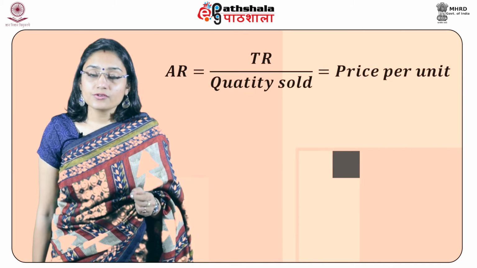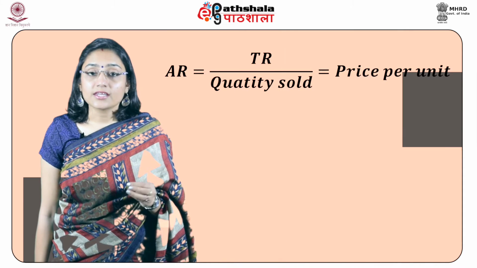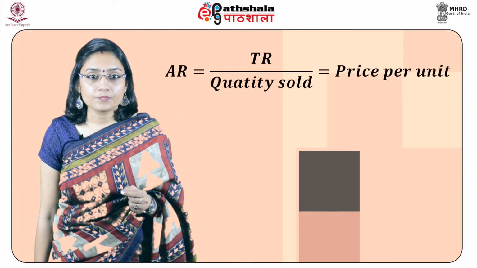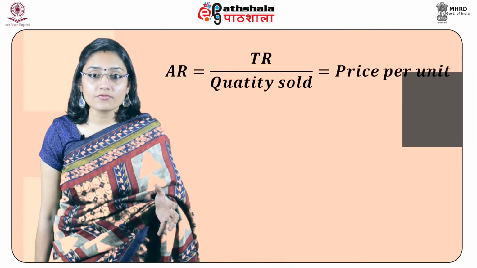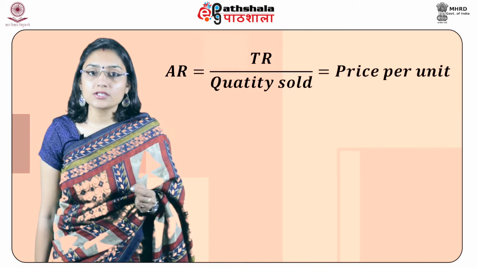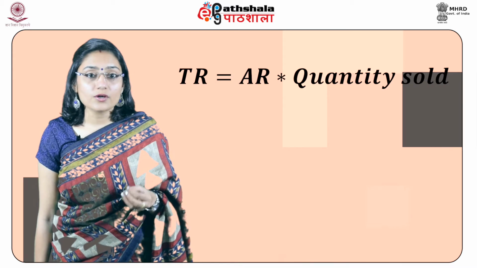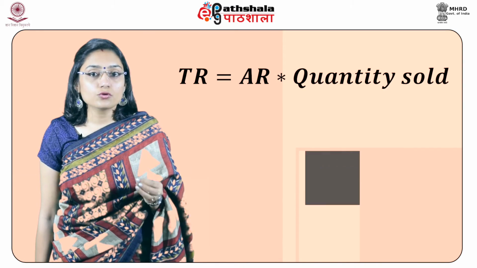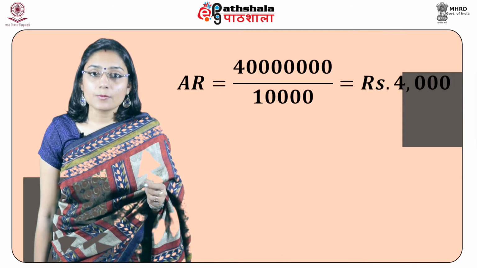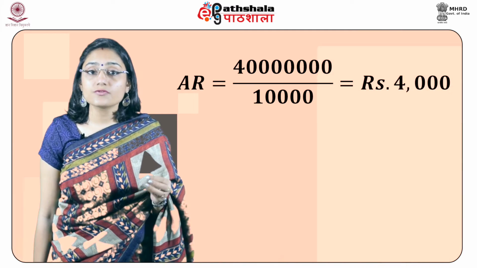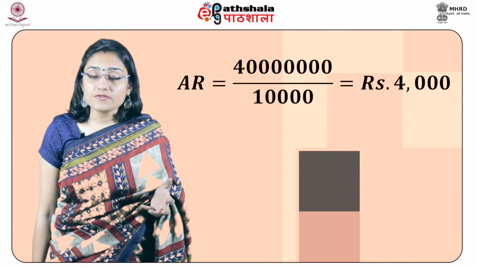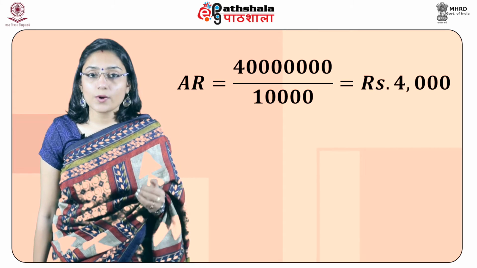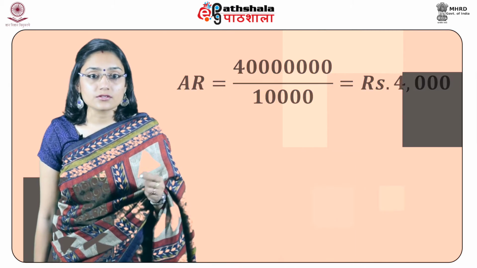Average revenue. Average revenue is defined as the price per unit of a commodity. That is, AR equals TR divided by the quantity sold, which equals price per unit. Average revenue can be calculated by dividing the total revenue by the total number of quantities sold in a particular time period. As average revenue is also called price per unit, the total revenue formula can also be written as TR equals AR into quantity sold. For example, ABC Limited Company makes cell phones and its total revenue of the year 2014 was Rs 4 crore and the number of cell phones it sold were 10,000. Thus, in this case, AR equals 4 crore divided by 10,000, which equals Rs 4,000.